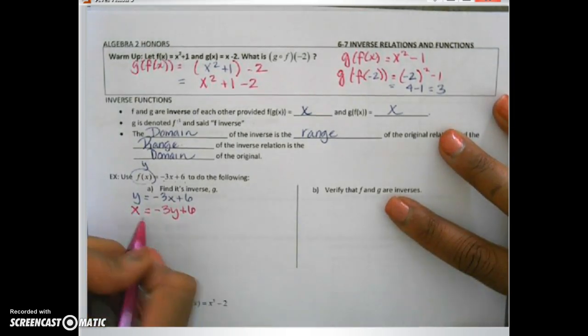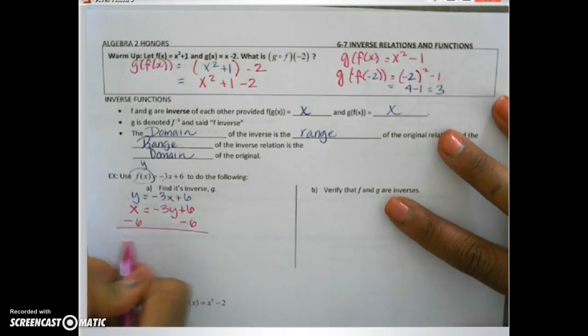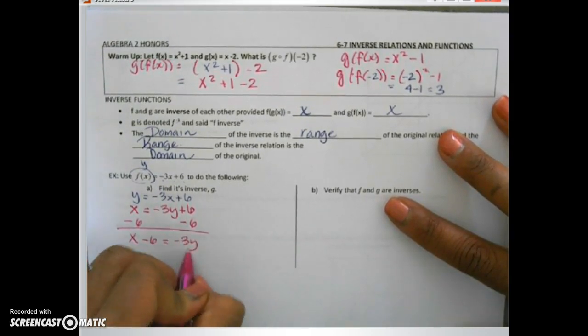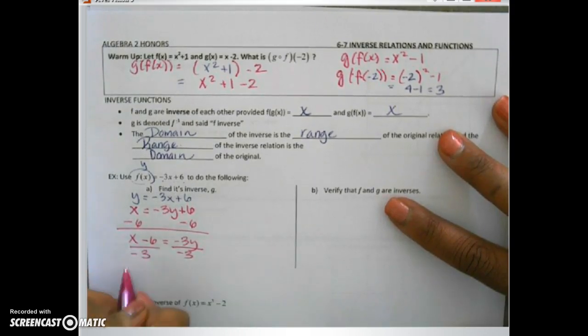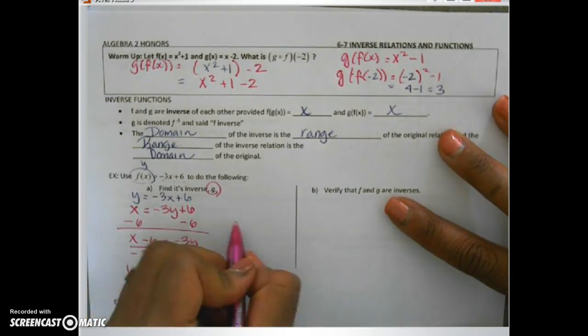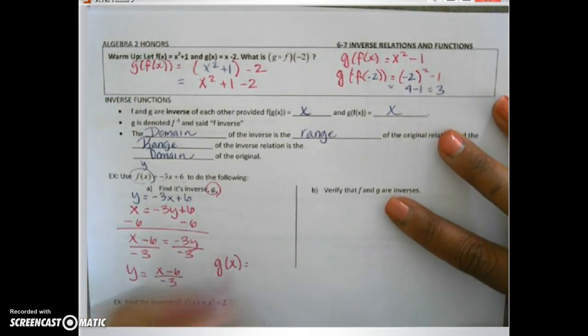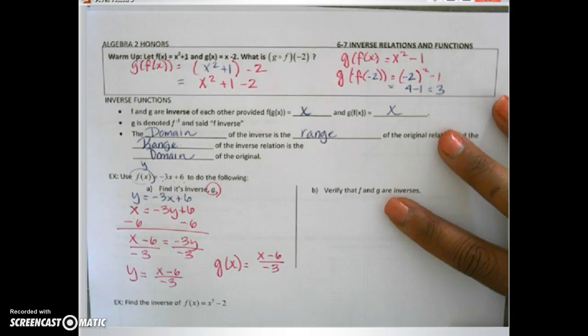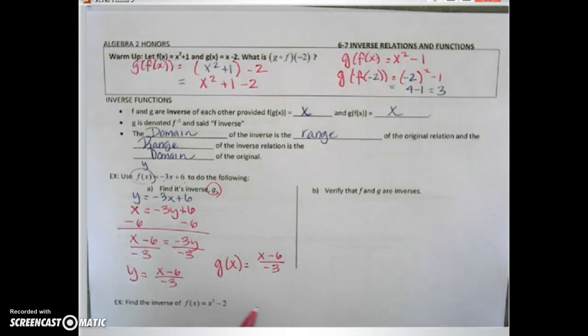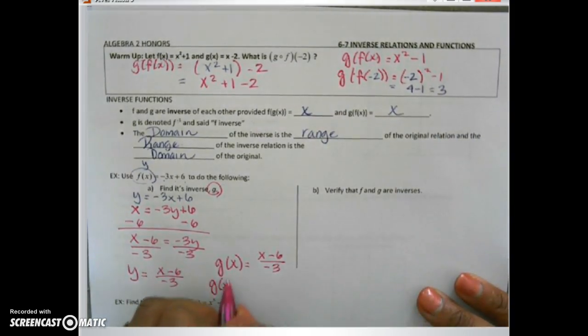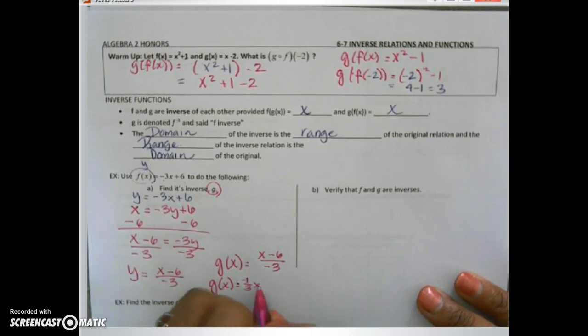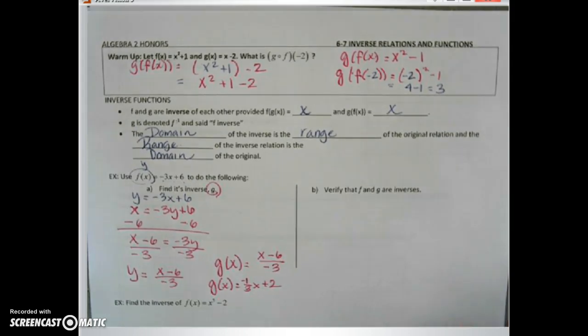From here, I'm going to solve for y. And I have x minus 6 is equal to negative 3y. Divide by negative 3. And I have y is equal to x minus 6 over negative 3. The only thing now is they said to find its inverse, g. So I'm going to say g of x is equal to x minus 6 over negative 3. You can also say negative 1/3 x plus 2 if you wanted to simplify that a little bit more, but I'm not finding it too necessary. But just to show you, this is it in simplified form.